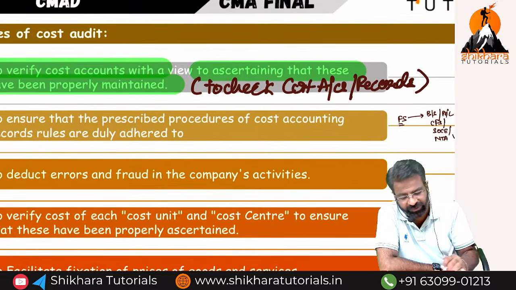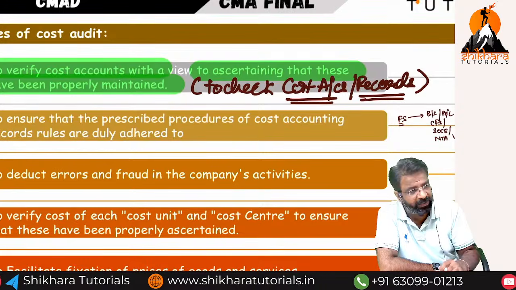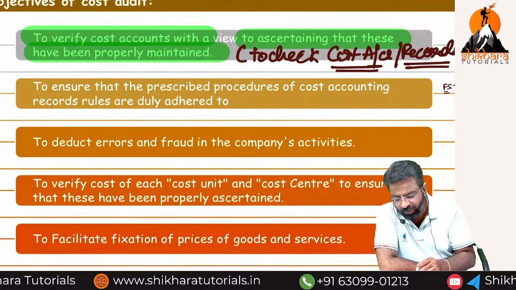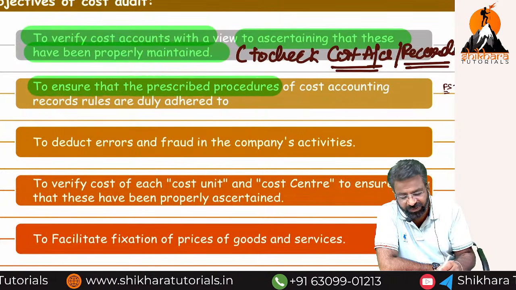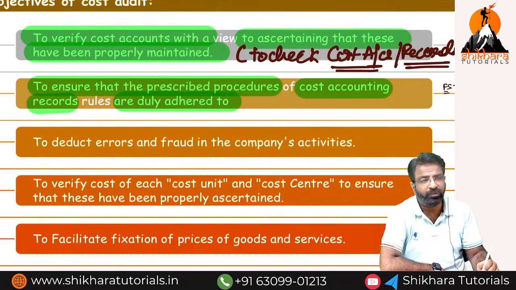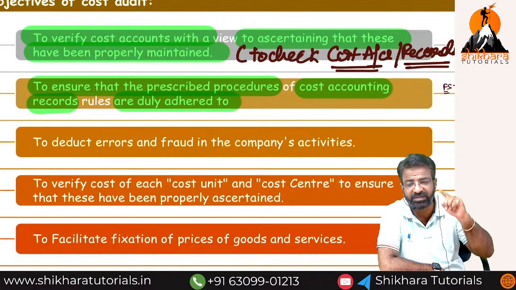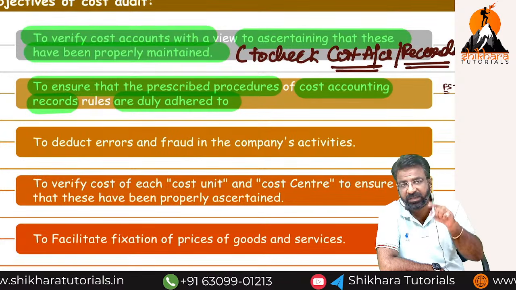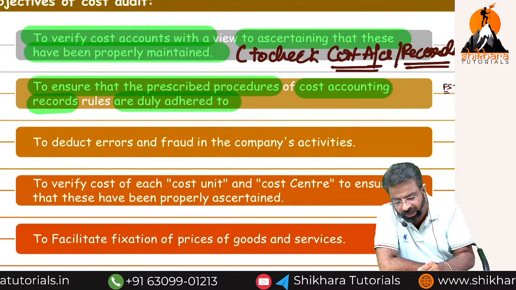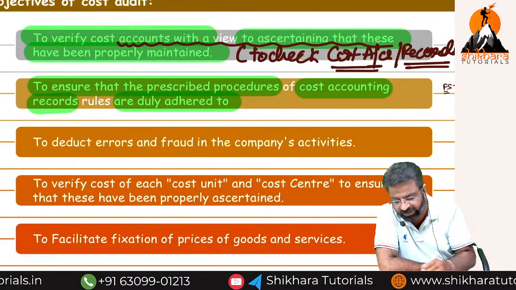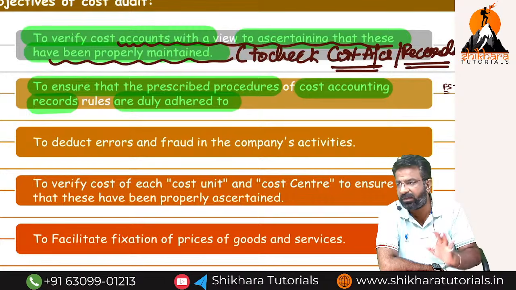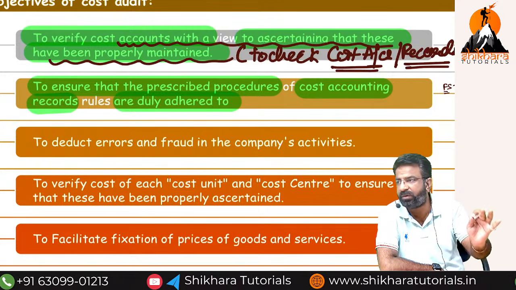Are you getting the point? To check whether the cost accounts and cost records are properly maintained or not. What is the next one? Can you read the second one? To ensure that the prescribed procedures of the cost accounting records rules are duly adhered to. Now tell me, what is the difference you found between the first and second? The confusing points are there. That's why I'm telling you to focus. Read the first one again. To verify the cost accounts with a view to ascertain whether these have been properly maintained or not. So we are coming to your office to check whether you're maintaining the cost statements, cost accounting and cost records properly or not.